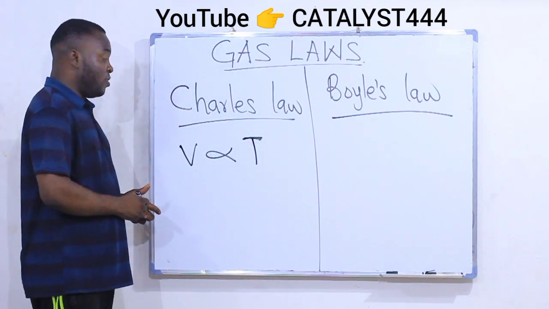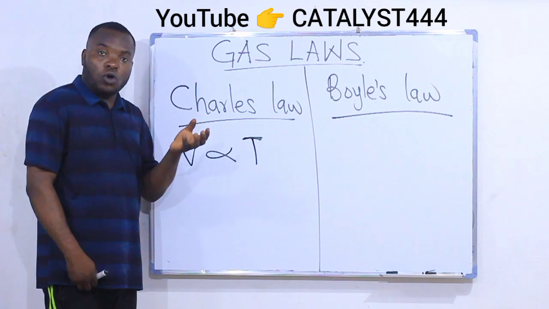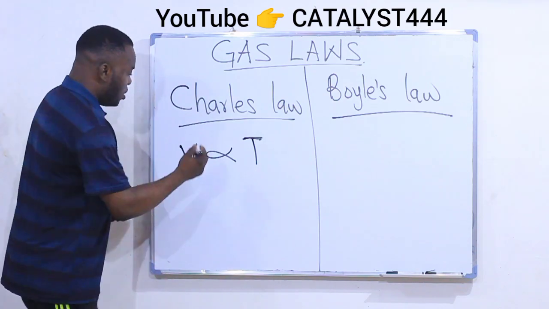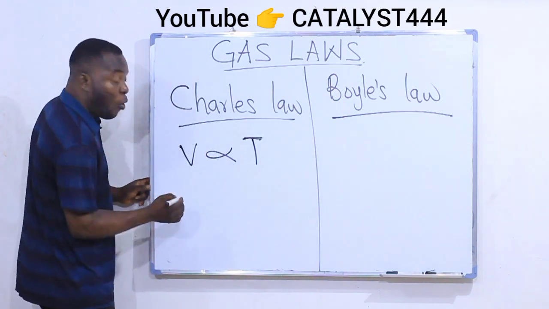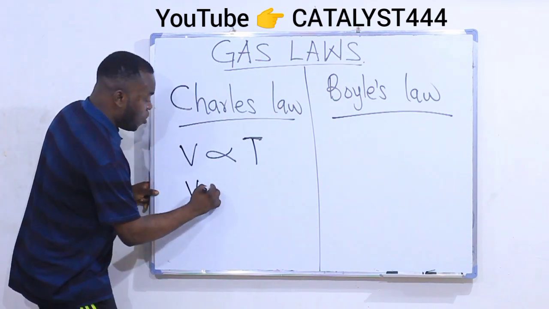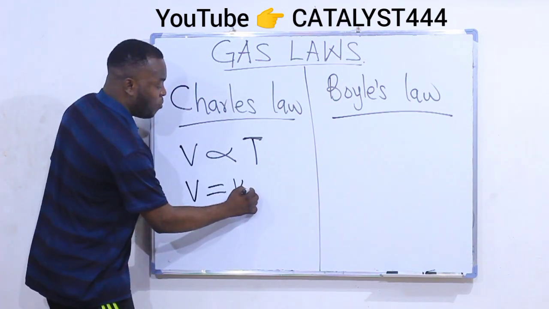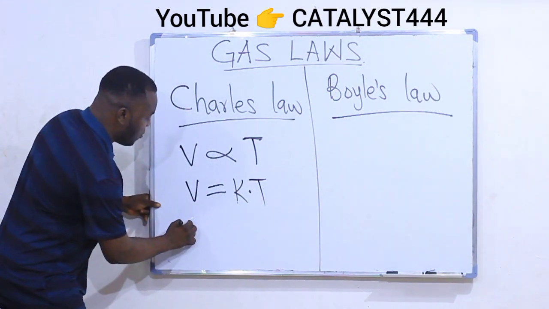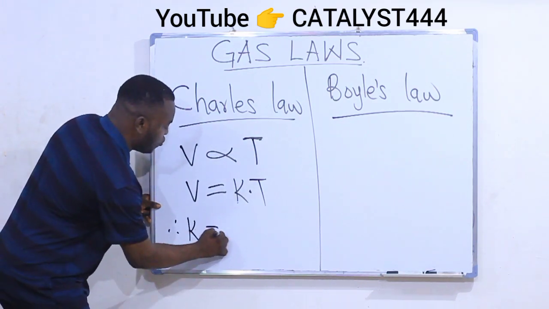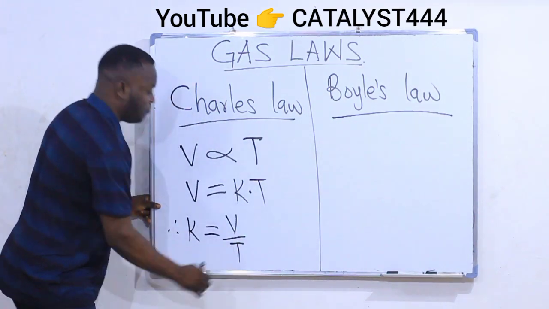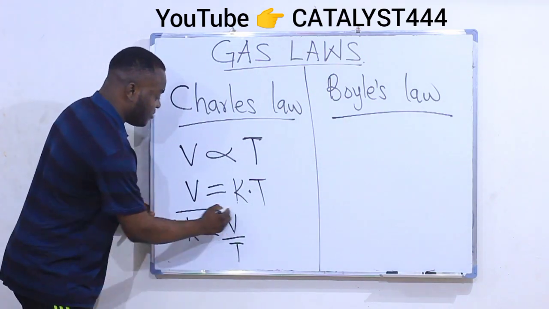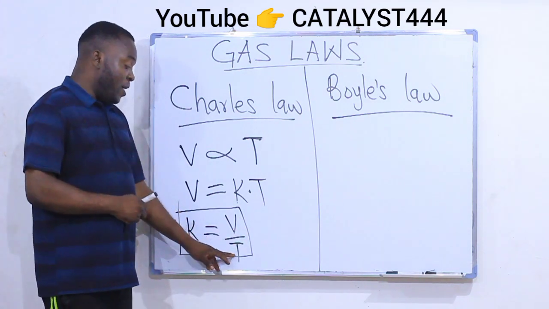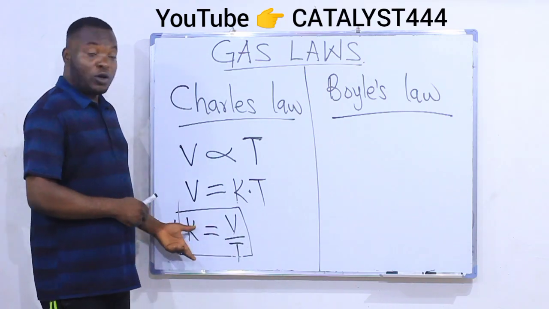Charles is trying to tell us that as temperature increases, volume increases. That is for gases. Now, if I remove this sign of proportionality, I'll bring in a constant. That means my volume will be equal to K, the constant, multiplied by temperature. If I make K the subject of the formula, K is equal to the volume divided by temperature. So, in essence, Charles' law is telling us that the volume of a given mass of gas divided by its temperature in Kelvin is equal to a constant.